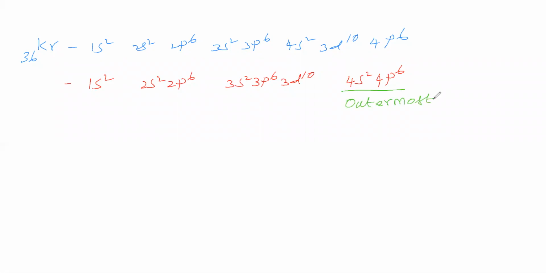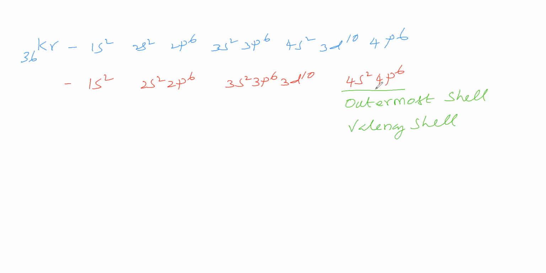For krypton, the outermost shell configuration is 4s2 4p6. For krypton, the outermost shell configuration is nothing but the valence shell configuration. Krypton's outermost shell configuration and valence shell configuration are both the same. But this valence shell contains electrons not less than 8.